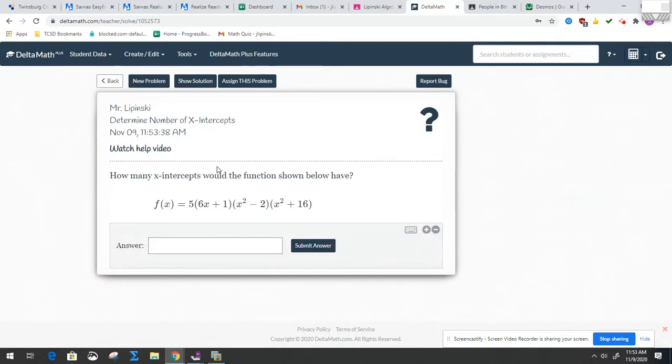And then again, determine the number of x-intercepts. So this is important to look at. If I have a problem that has x squared plus a number, that's not going to give me real zeros. That's going to give me imaginary. So this is saying how many x-intercepts would I have? You could easily graph this, but you also can look at how to solve this. So this problem right here, I'm just going to go ahead and put that on there.